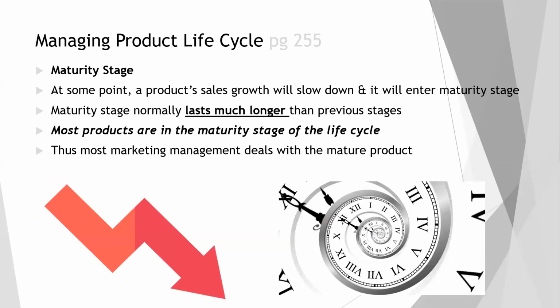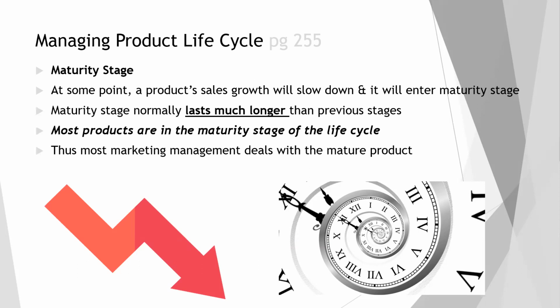Now we've got our maturity stage. At some point, our sales growth is going to slow down and the product is going to enter the maturity stage. Again, just like people, we're all going to eventually enter that maturity stage. And the maturity stage normally lasts much, much longer than previous stages. Most products that we know that we buy are currently in the maturity stage of the product life cycle.